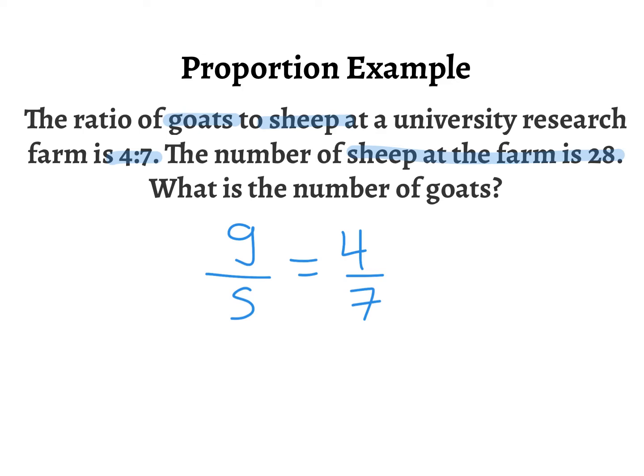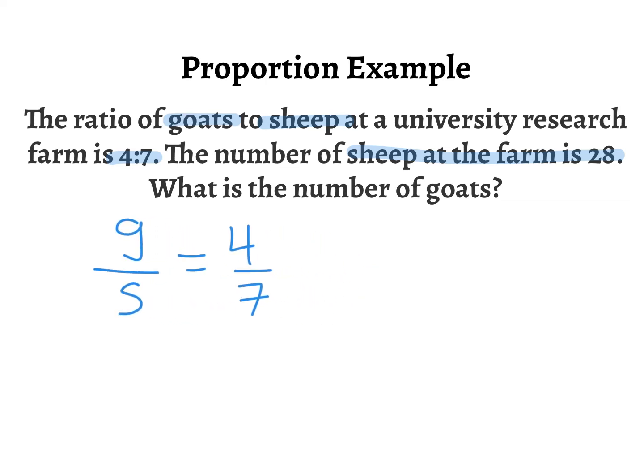I'll rewrite the fraction. I can also write this as goats over 28, because that's how many sheep we have, will equal 4 over 7. And we can use the fact that we know the ratio of 4 over 7 to calculate the missing number of goats. And what we would do here is we would cross multiply and solve for a missing value.